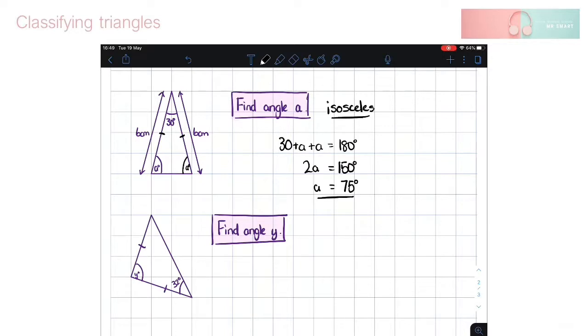In my final question, we're going to find angle Y. Again, we've got an isosceles triangle. How do I know? Because we have two equal sides labelled here and here. So that must mean we have two equal angles, and the two equal angles will be this one and this one. So this angle must also be 32 degrees. So I can say that 32 plus 32 plus Y equals 180. Let's subtract 32 and 32, which is 64, and that gives me Y equals 116 degrees.